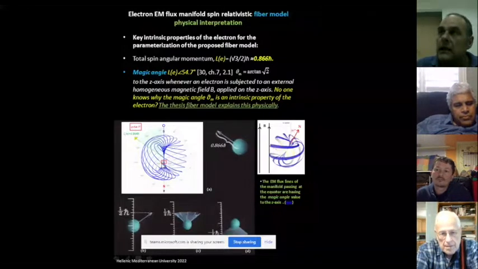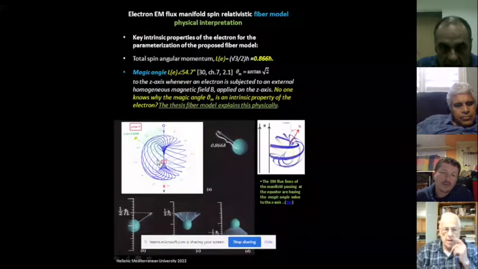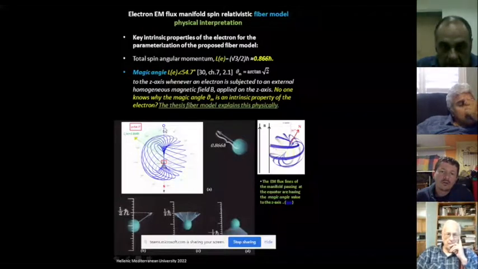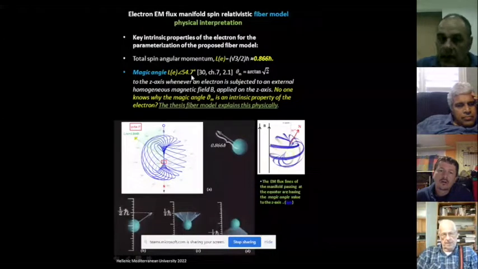When you look exactly at the equator of the model, you will see that it has the magic angle incorporated inside. The tangential line passing at the equator, relative to the z-axis, is exactly 54.7 degrees. Now here is the important part. When you put the electron in an external field along the z-axis, you have a z line of the external field.